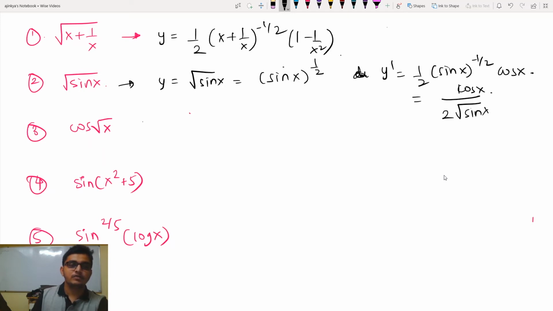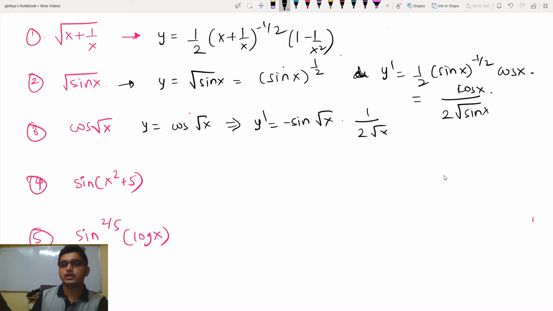For third, we have y equals cos of under root of x. So it is easy as that. Y dash will be, differentiation of cos is minus of sine, so minus of sine under root of x times you have to take the differentiation of root of x, which we directly know as 1 upon 2 root x. So here is your final answer.